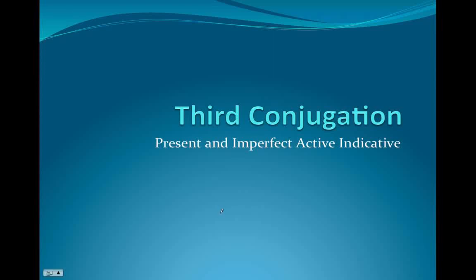By this point, you should be confident conjugating verbs of the first and second conjugation in the present and imperfect active indicative. So remember, the first conjugation, like voco, vocare, is marked by that A in the stem: voco, vocas, vocat. And in the imperfect, vocabam, vocabas, vocabat. So that A is going to be there in the stem.